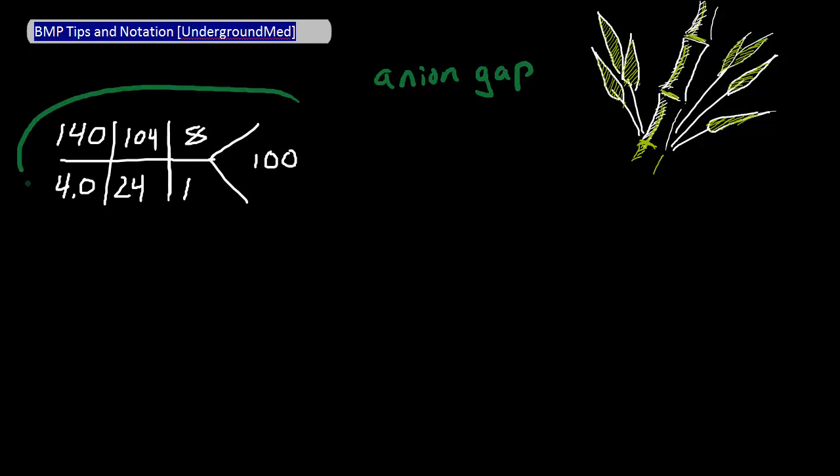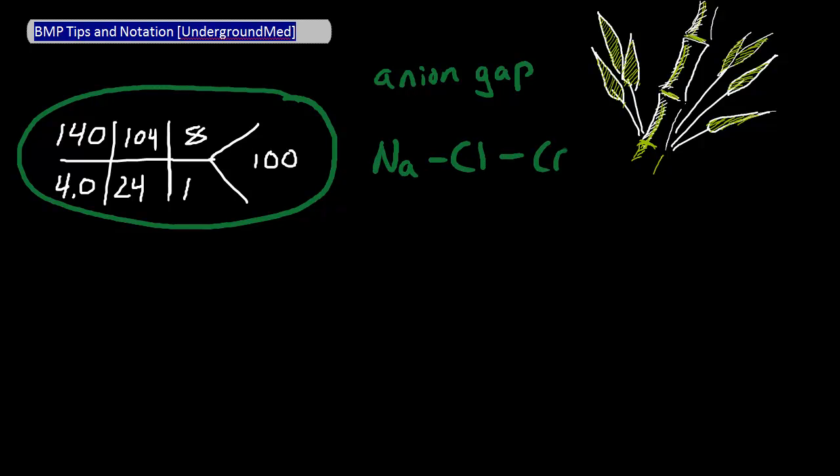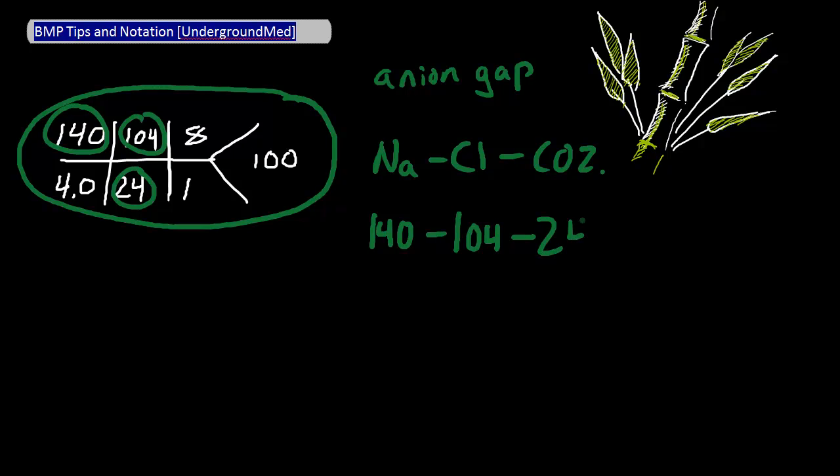So if this is your BMP, for example, you would calculate it using the equation sodium minus chloride minus CO2. Let's use some actual numbers. So you want to take your sodium level, which is 140, minus your chloride level, which is 104, minus your CO2 level, which is 24. And that comes out to be 12, which is your anion gap.